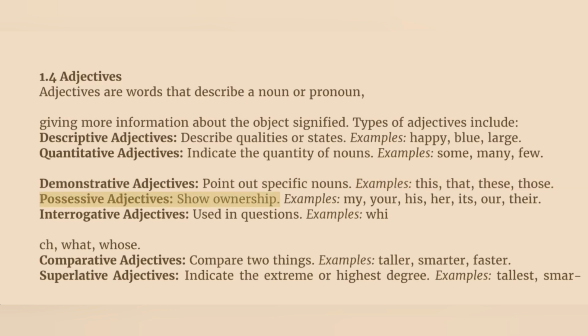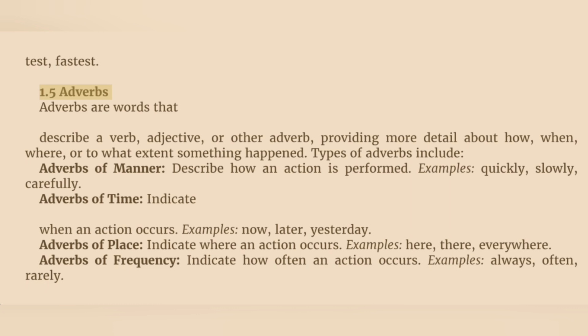Possessive adjectives show ownership. Examples: my, your, his, her, its, our, their. Interrogative adjectives are used in questions. Examples: which, what, whose. Comparative adjectives compare two things. Examples: taller, smarter, faster. Superlative adjectives indicate the extreme or highest degree. Examples: tallest, smartest, fastest. 1.5 Adverbs.